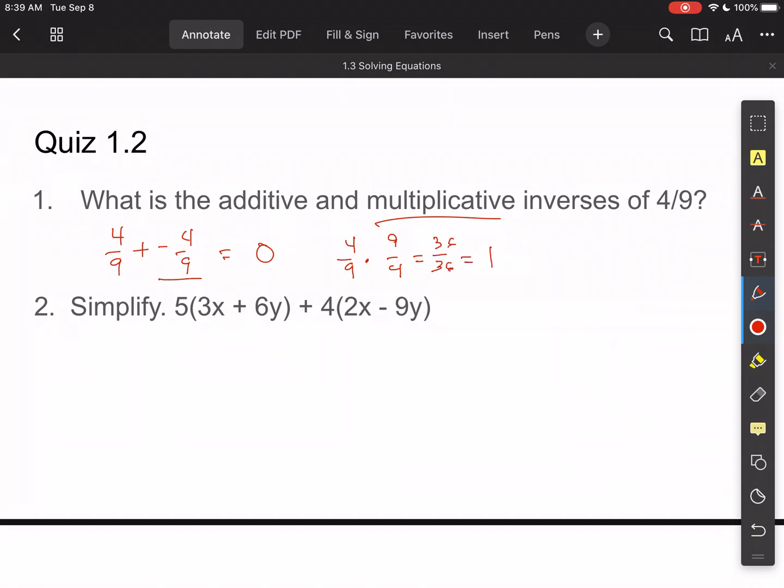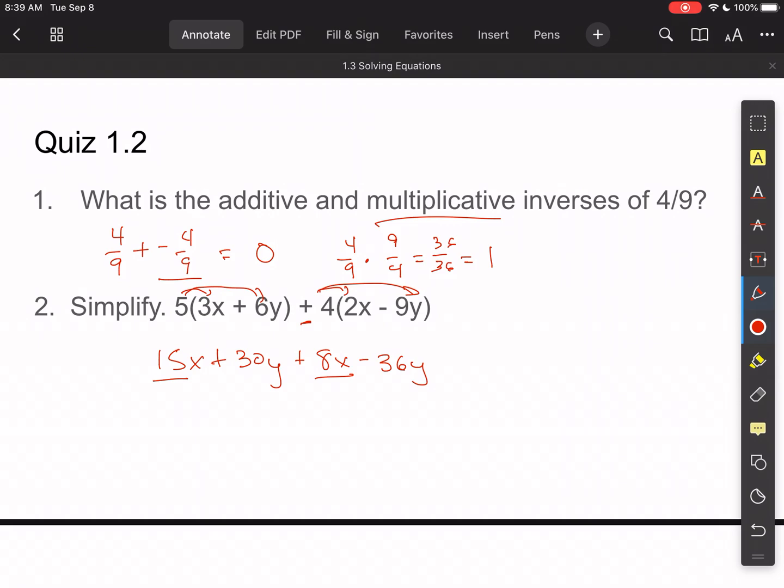Number 2 says to simplify this, we're just going to use our distributive property and combine like terms. Okay, so we're going to distribute out. All right, so we have 15x plus 30y. And since this is addition, we're going to add 4 times 2x, which is 8x. 4 times -9y is -36y.